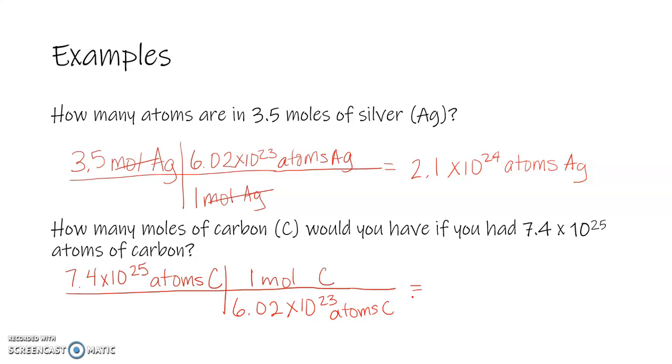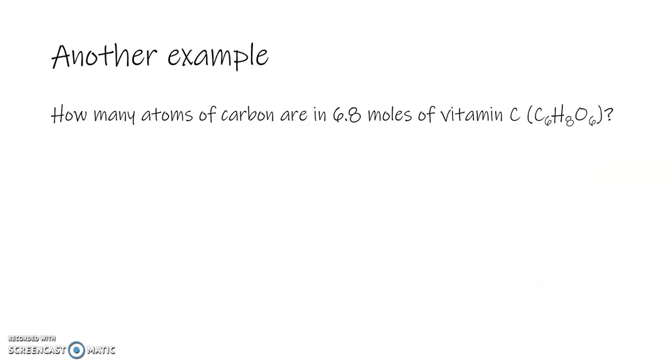But you plug that into your calculator, 7.4 times 10 to the 25th divided by 6.02 times 10 to the 23rd. And we would round this to two significant figures. So we get 120 moles of carbon. Okay, let's look at one last example. This question says, how many atoms of carbon are in 6.8 moles of vitamin C?